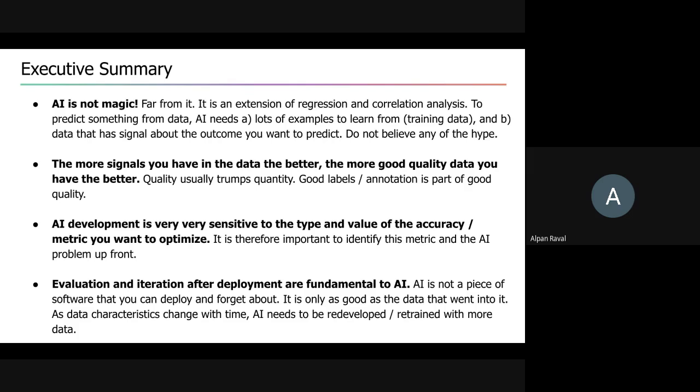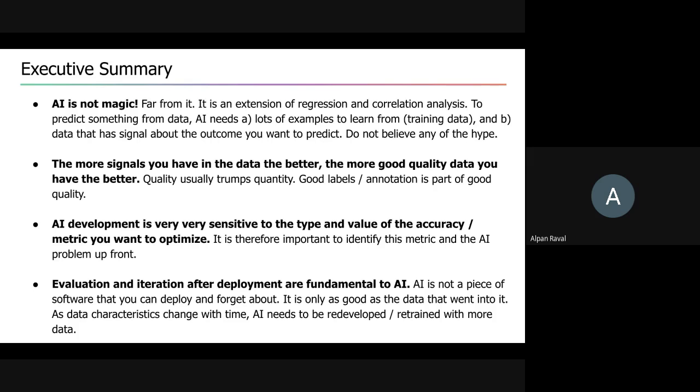The second point I want all of us to come away with is the more signal you have about the outcome from the data, the better. And I completely understand this is going to sound a bit wishy-washy to you. All of these concepts will get clear as we go through the lecture. So the more signal you have about the outcome you want to predict, the better it is. And the more good quality data you have, the better it is. Usually quality trumps quantity. And having good annotation, again, all of this is going to be defined later, is part of good quality.